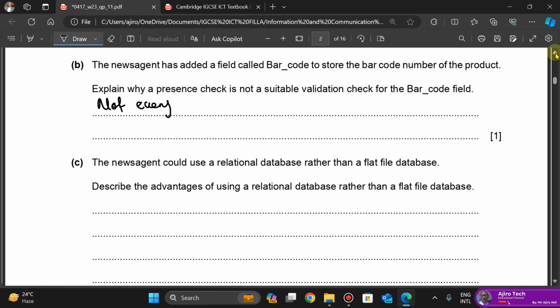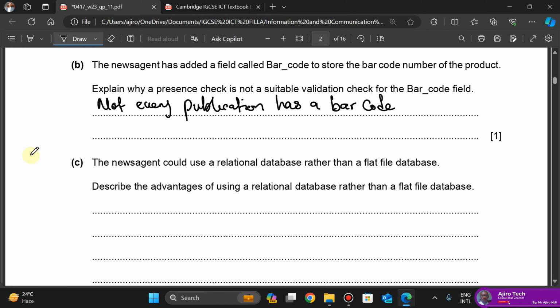Because not every publication has a barcode. That's why it is important.